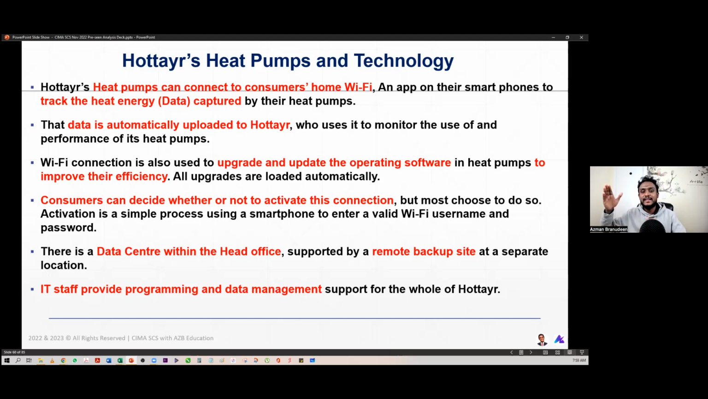So it is definitely connected to the heat pump as well, right? This is like the perfect network. The data is automatically uploaded to Hottayr. We use it to monitor the use of and performance.